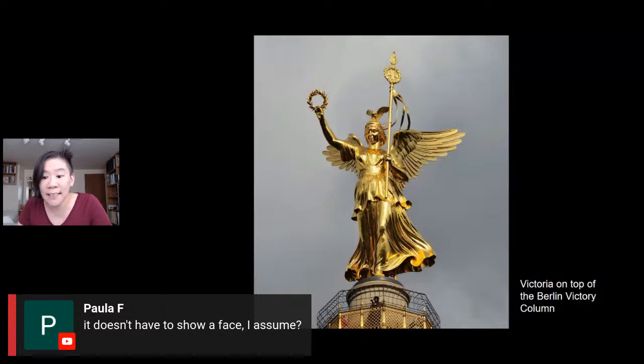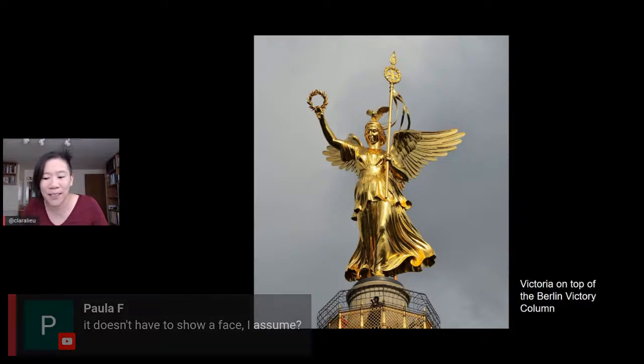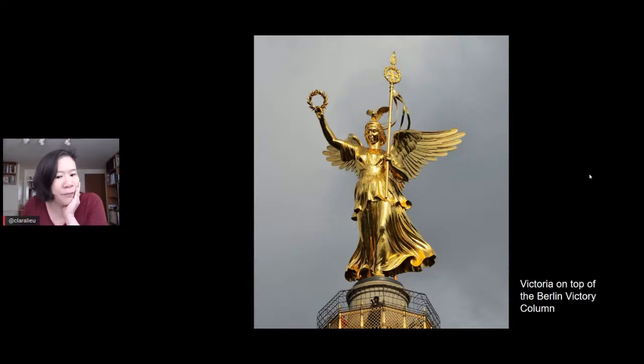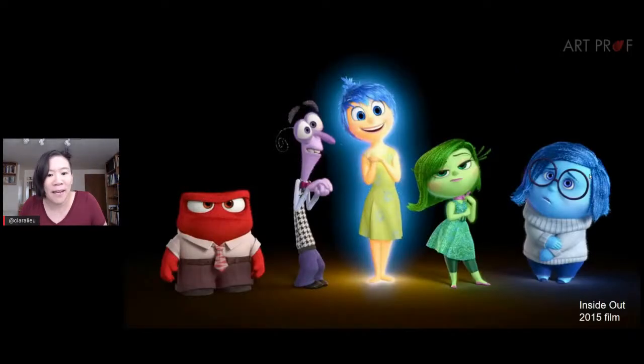Paula says it doesn't have to show a face. Nope. It just has to be a personification, but it could be a figure that's hiding their face, that doesn't have a head. I mean, there's so many ways you can interpret this. And I would think really carefully about the cliche, because if you think about Lady Justice, or if you think about Victory, the winged Victory figure, which we're looking at here, that is oftentimes for a lot of people their first thought. And actually, it's really fun to look at Inside Out.